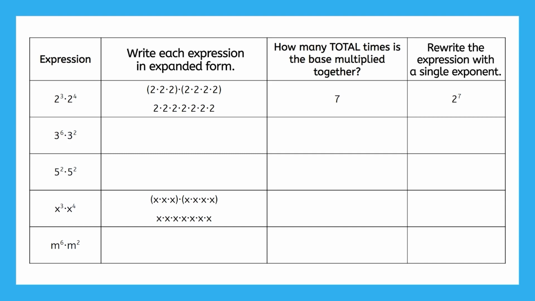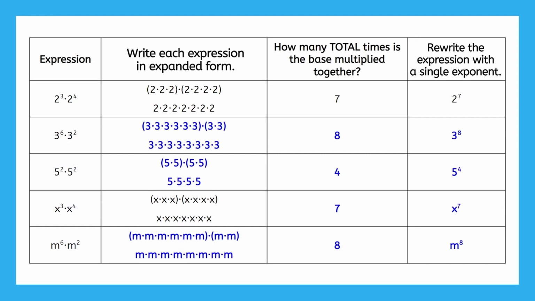Once you've finished, you can check your answers against mine. Did you expand everything correctly? Find how many total times each base was being multiplied together, and then rewrite it with the correct single exponent? Were you able to identify any pattern between the exponents we started with in each expression and the single exponent we ended up with?